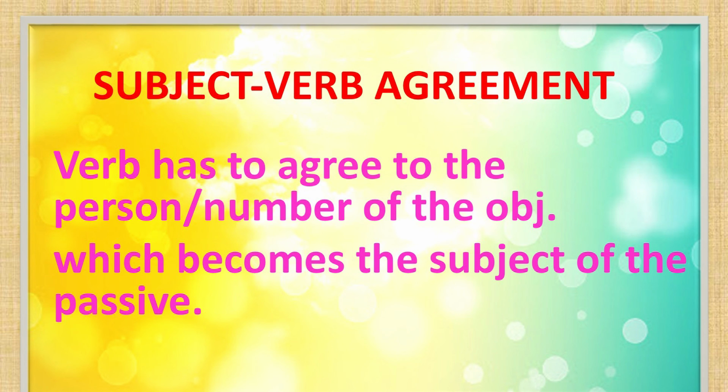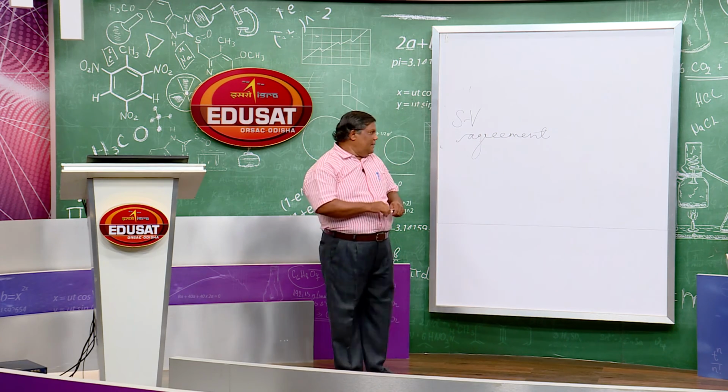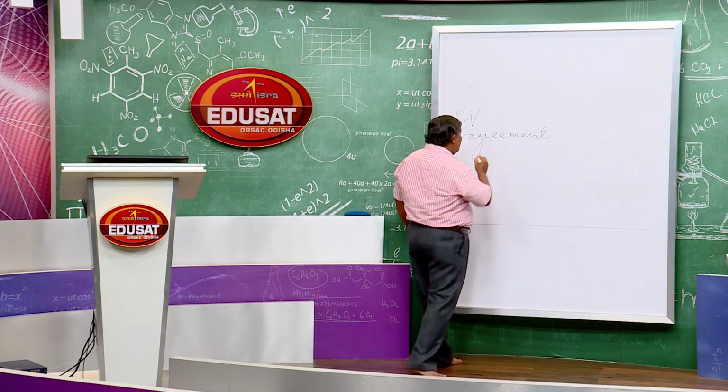This is an important rule of grammar, and when the object becomes the subject of the sentence, although it was the object of the active sentence, now it is the subject of the passive sentence. When it becomes the subject of the passive sentence, the verb must agree with the object which becomes the subject of the sentence. And let us see, for example, this man makes kites.